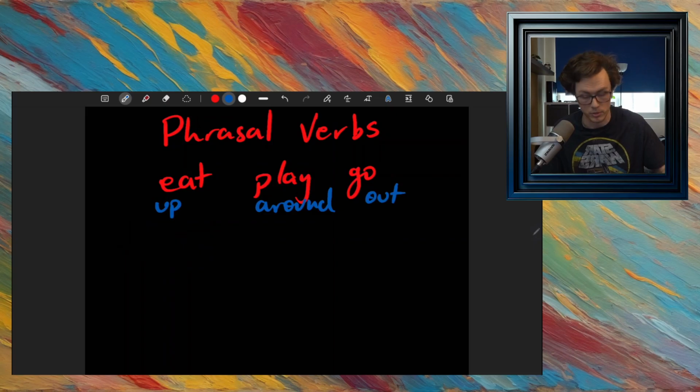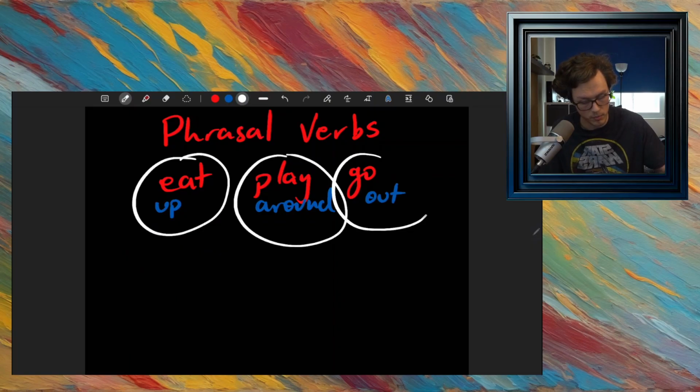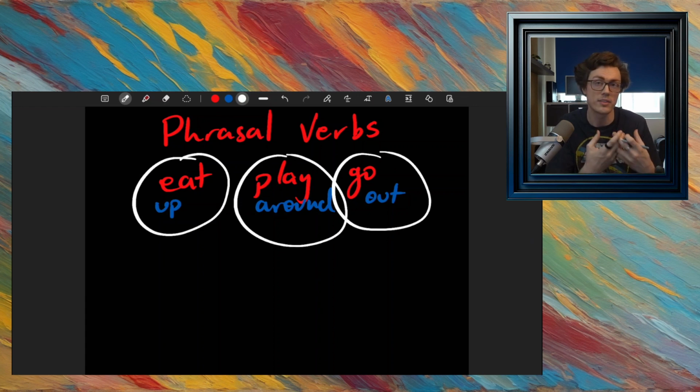These are all phrasal verbs, and they function as a unit, right? If I say to somebody, you better eat up, that eat and up are together as one single thing, and they're one unit of meaning. It's not eat plus up, because eat up, that doesn't make any sense. Instead, this combination of words is making something completely different. Usually it's related, but not always, right?